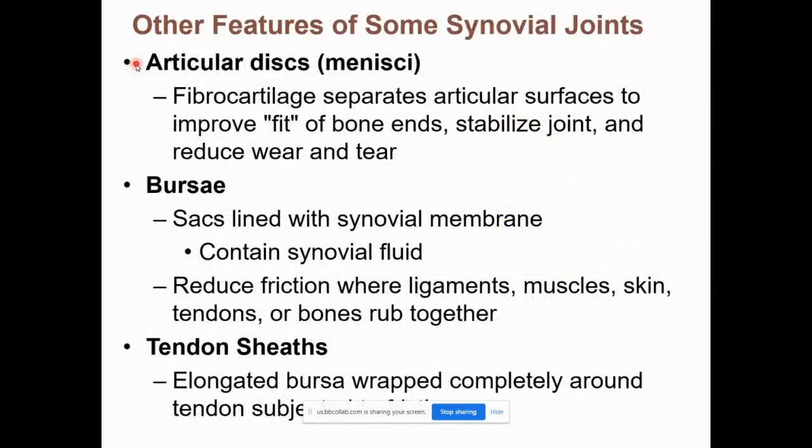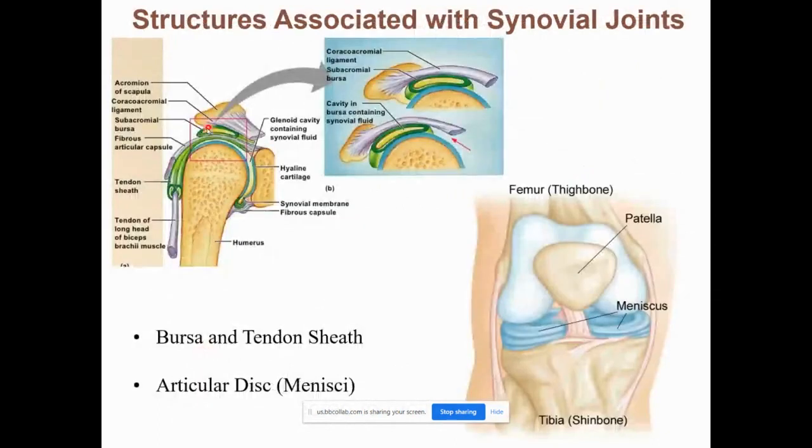Some synovial joints have some extra features. We can see them: these pockets of fluid called bursae are extra features in some synovial joints, or these long pockets of fluid around tendons, tendon sheaths, are only found in certain synovial joints. And of course the fibrocartilage in your knee, the medial and lateral meniscus, is also only found in the knee, but is in a synovial joint.